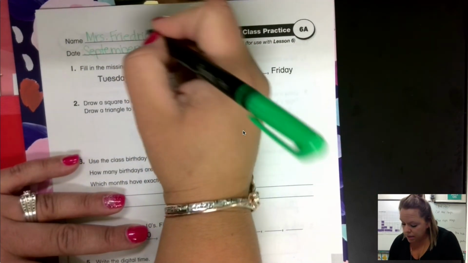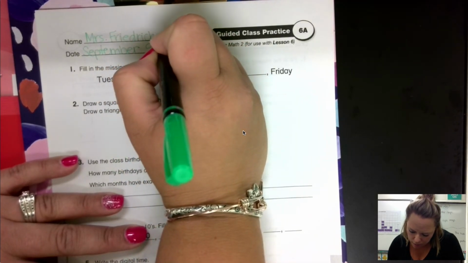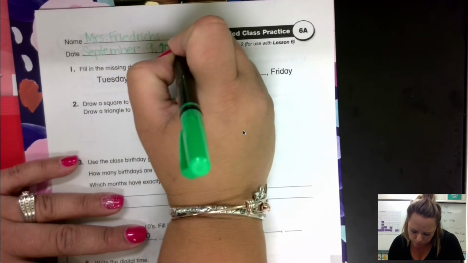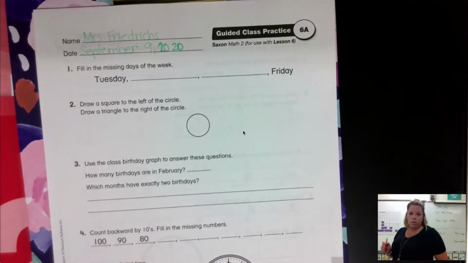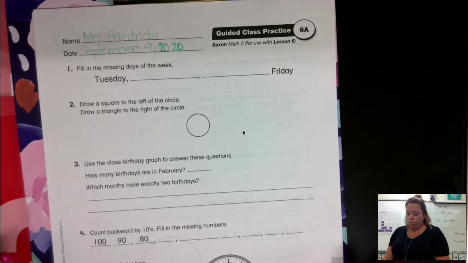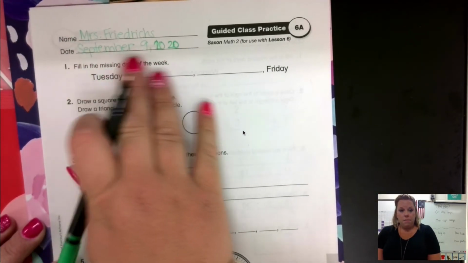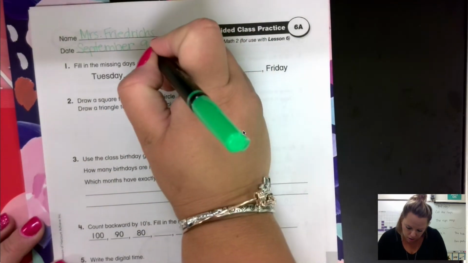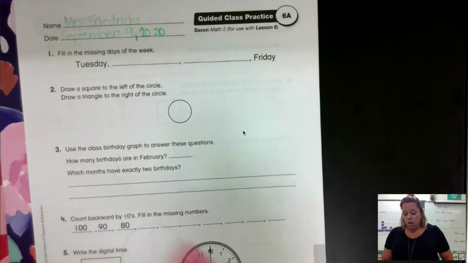And yesterday was the 8th, which means today is the 9th. I almost wrote a 1 instead of a 2. But we all make mistakes. That's why you guys are using pencil with your work, to make sure that if you make a mistake, you can fix it. So make sure you have your name and September 9th, comma, 2020. All right, here we go.